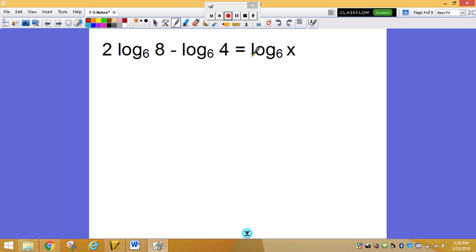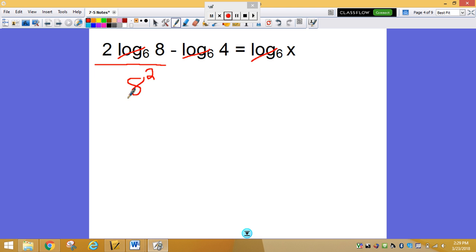They're all log base 6s. Okay, here's a rule we haven't covered. There's a big number on the outside. It becomes an exponent. So I'm going to get rid of all my log 6s. This part right here really becomes 8 to the second. This becomes your whole number, and the number out front becomes your exponent.